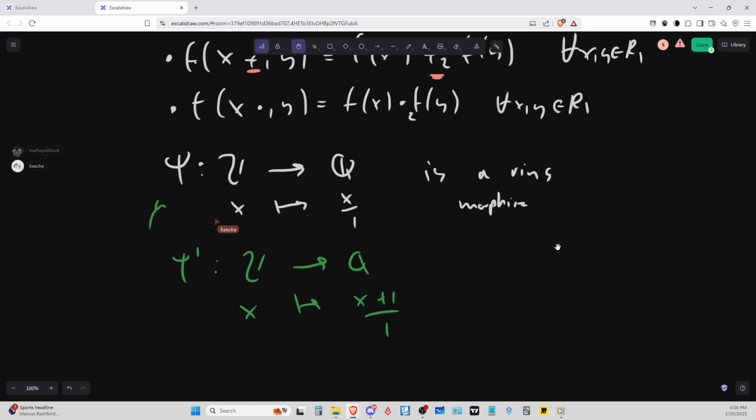Oh, okay. And another way to check this definition is because, in fact, you see this map that maps X to X over 1. If we put a reasonable ring structure on Q, meaning defining addition and multiplication in such a way that this map is a ring morphism, it will basically impose the definition we wrote before.